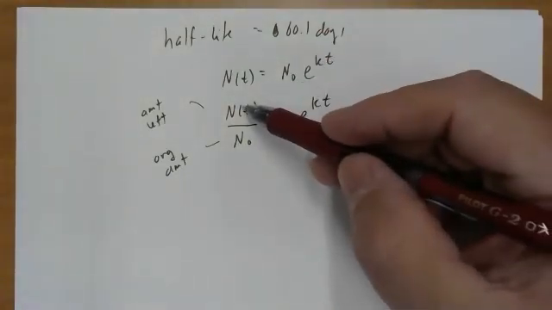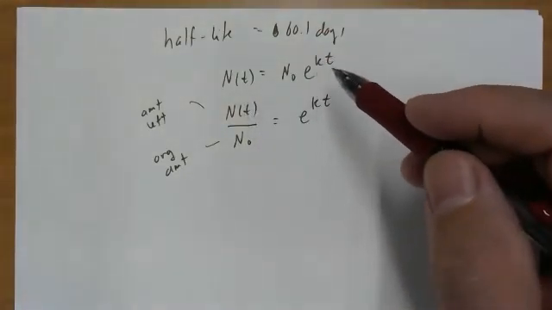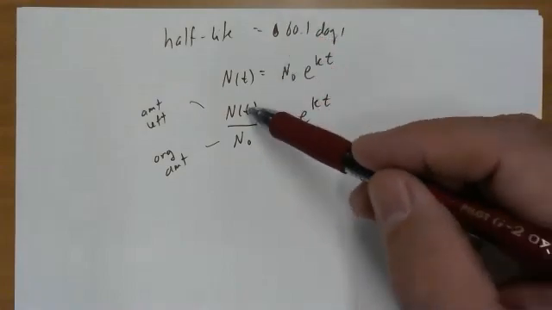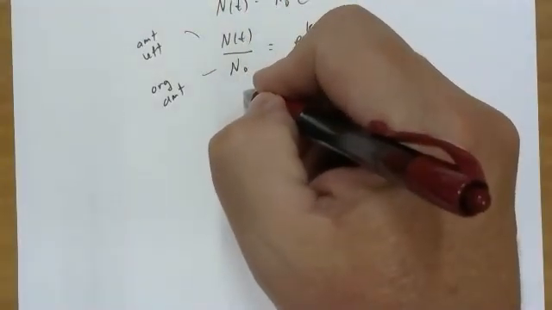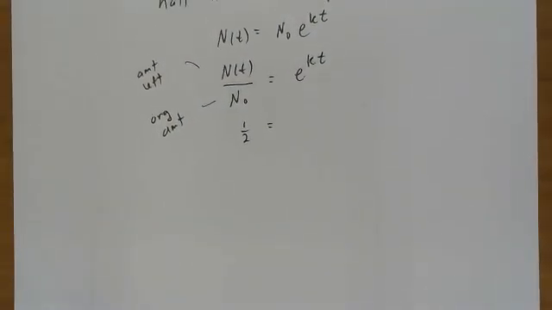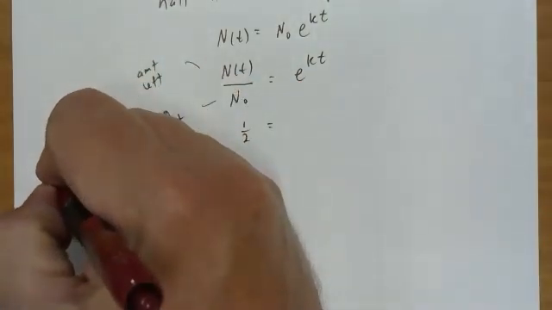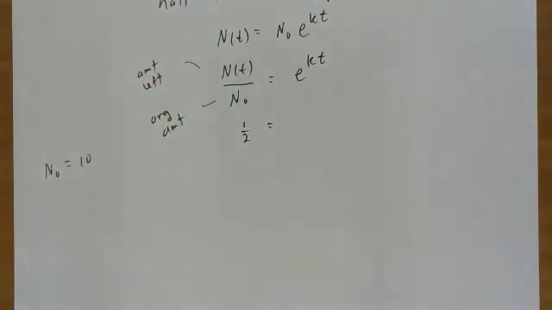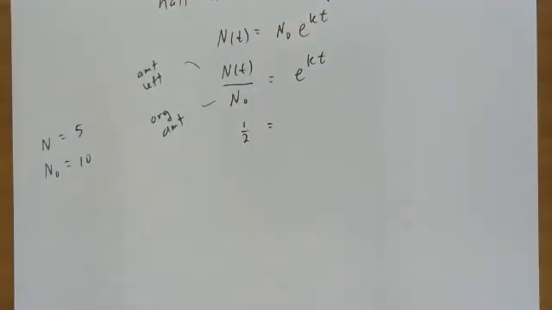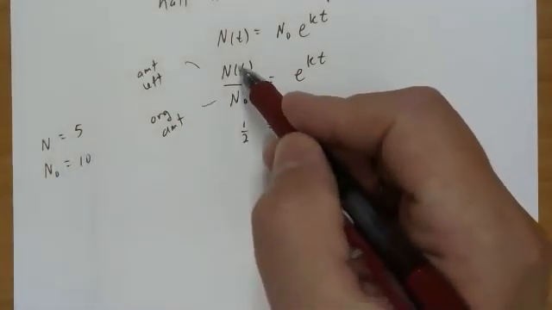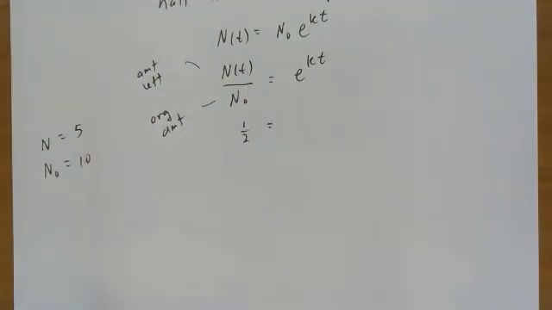Half-life is the amount of time it takes for half of your stuff to disappear. So the amount left over the amount you start with has to be 1/2. That's what half-life means. Half of it goes away. For instance, say we started with 10, and the half-life means the amount drops down to 5. So if I put a 5 here and a 10 here, 5/10 is 1/2.